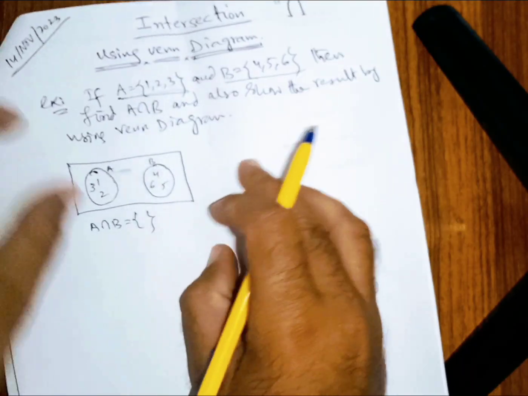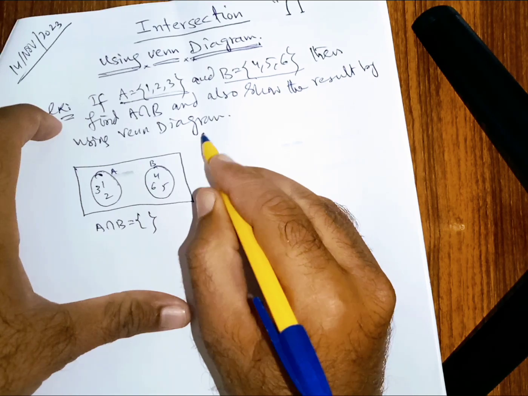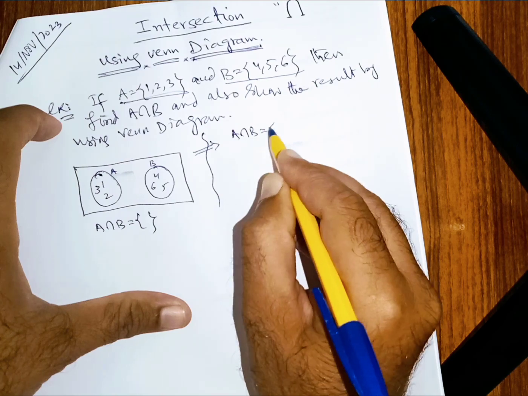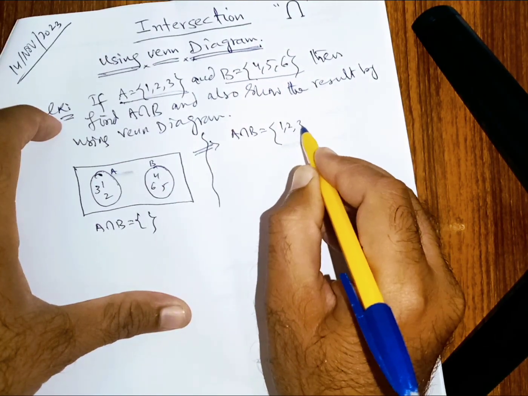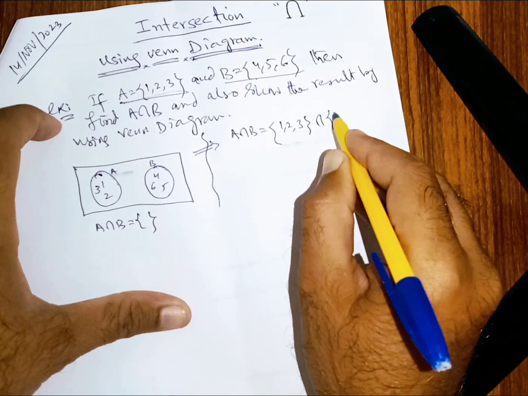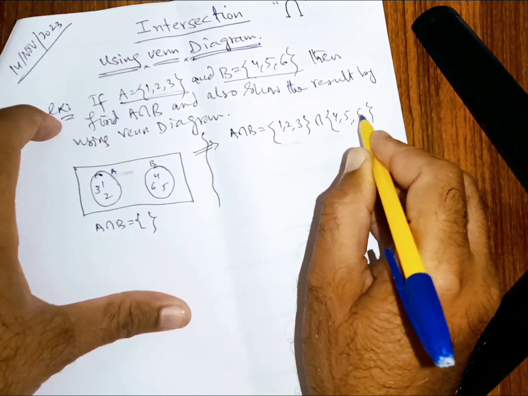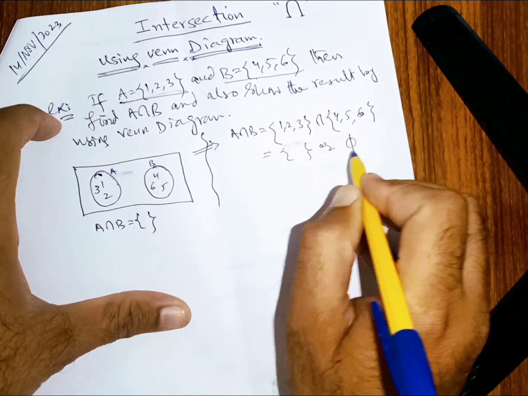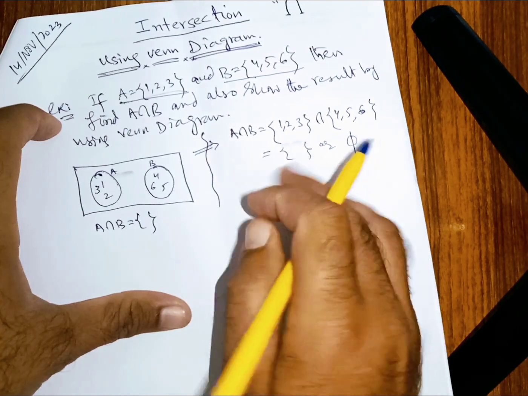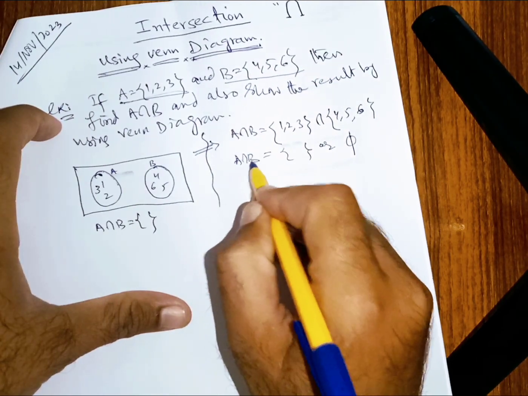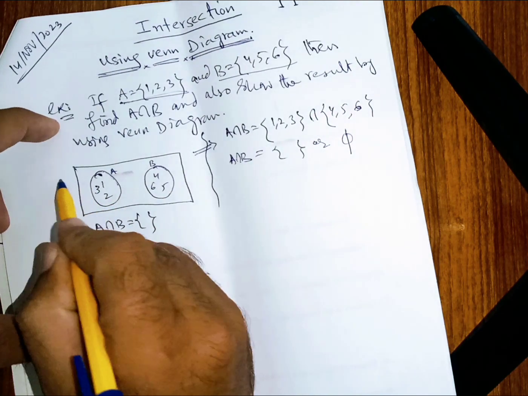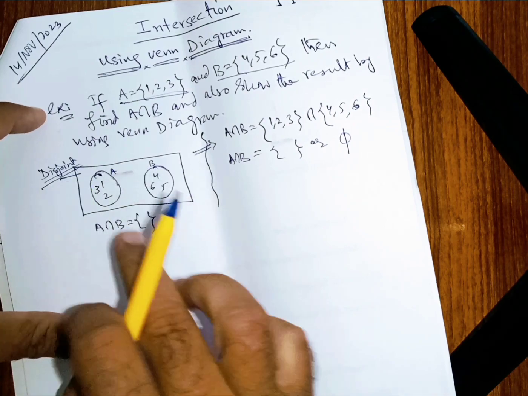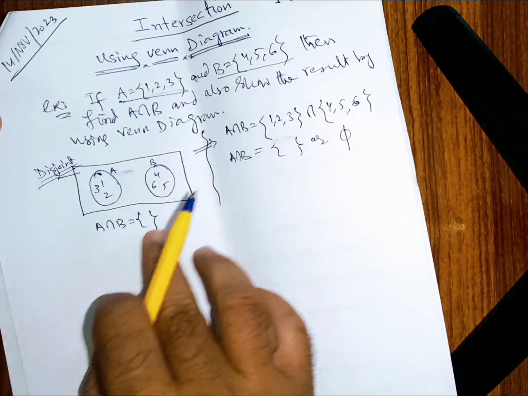If we do this manually, as we always do, this is the same as A intersection B. I will write the elements of A, which are 1, 2, 3, and the elements of B, which are 4, 5, 6. There is nothing common between these two sets, hence we have the answer null set. We may also write this with the null set symbol. So in A intersection B, when these sets are disjoint, we will not shade any area. This is our answer for disjoint sets.